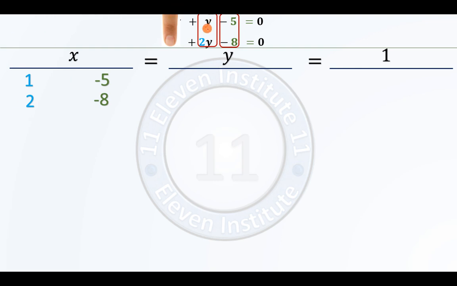Fine, so you can see 1, and on the right side of 1 we have minus 5. Then 2, and on the right side of it we have minus 8. Sir, what we have to do with these numbers? Please wait. First we have to fill these spaces also. Still the chance of x has not finished.